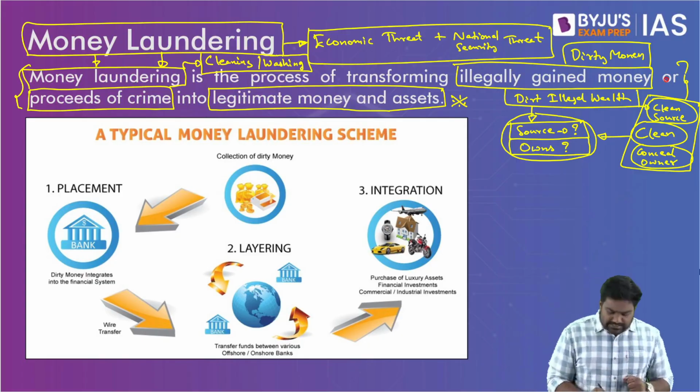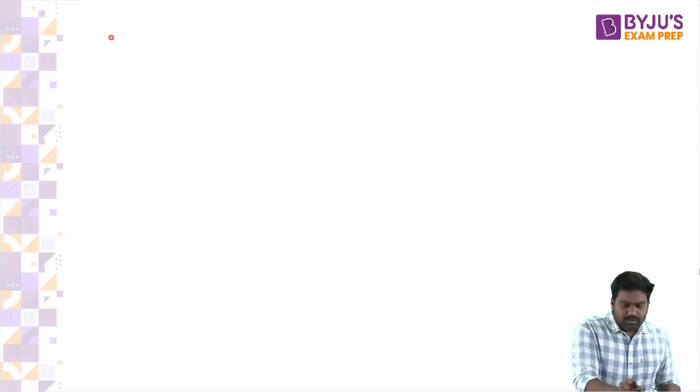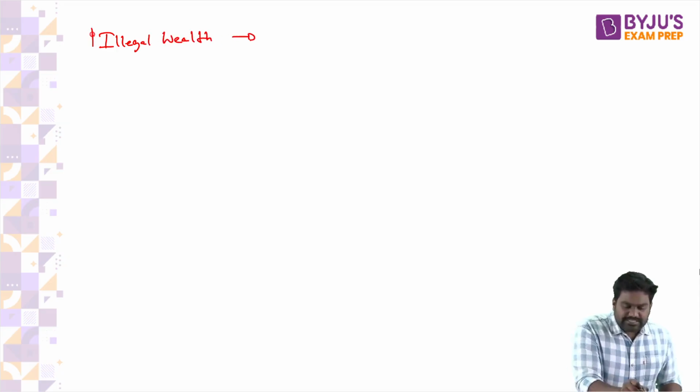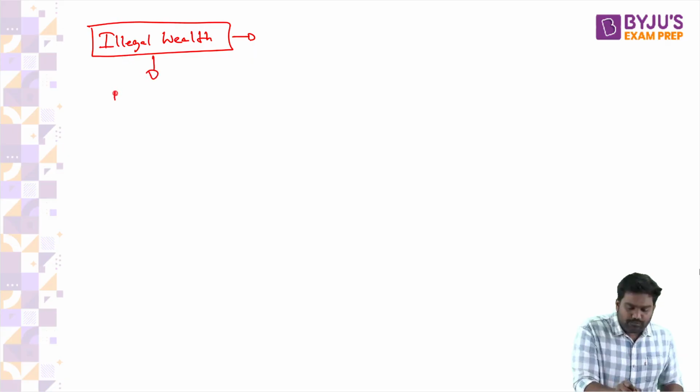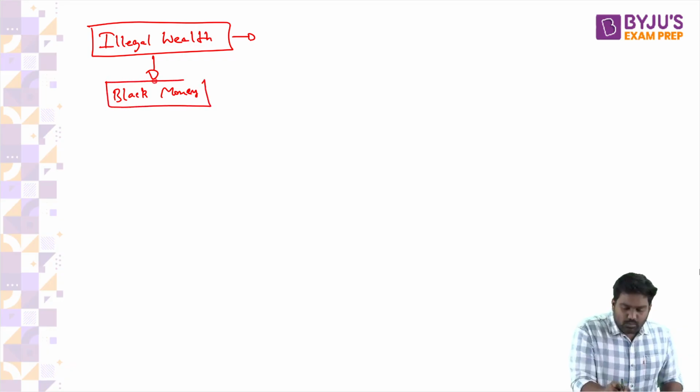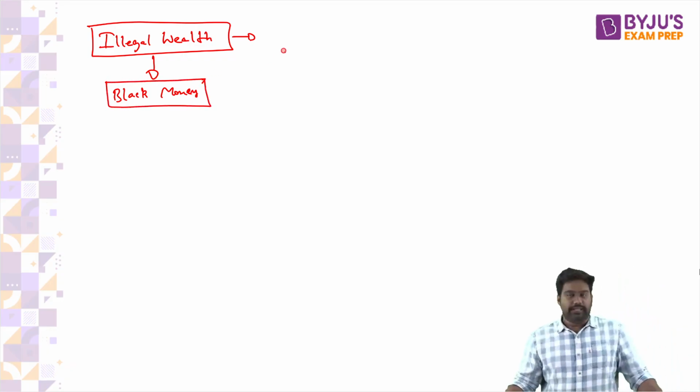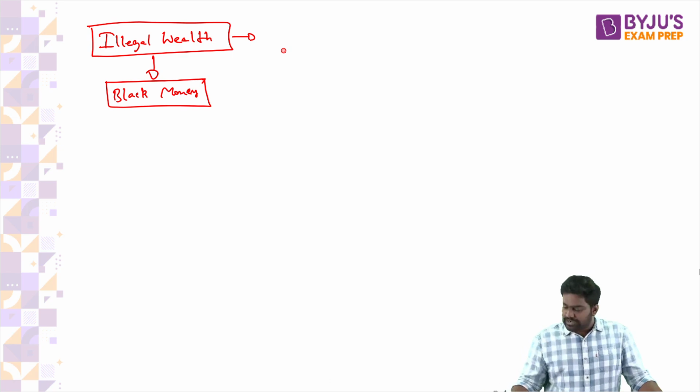So, first, let's understand how black money is generated. Now, can you guys tell me what are the sources of illegal wealth? You tell me in the comments what activities can generate black money. Be very specific, don't give random answers.